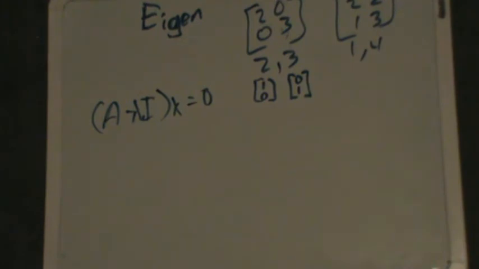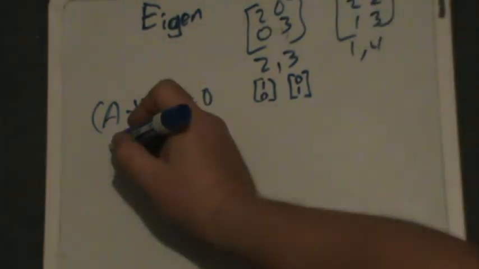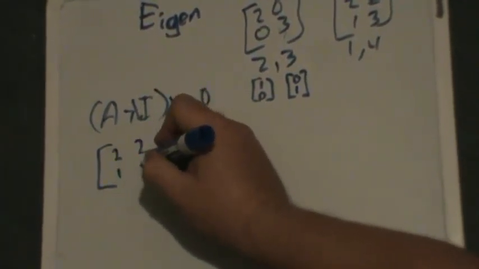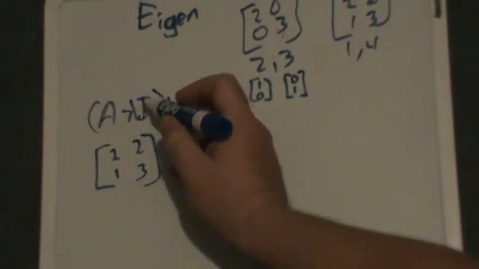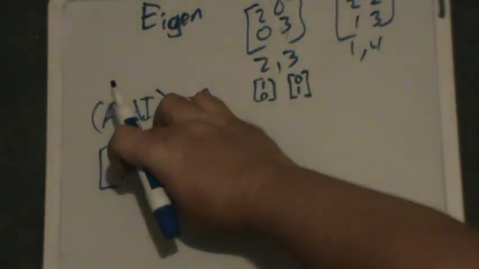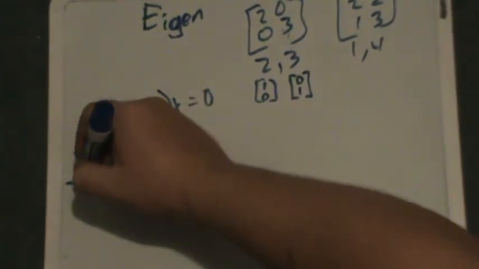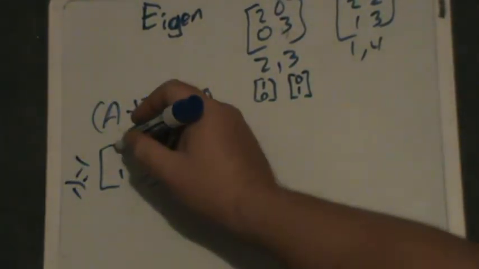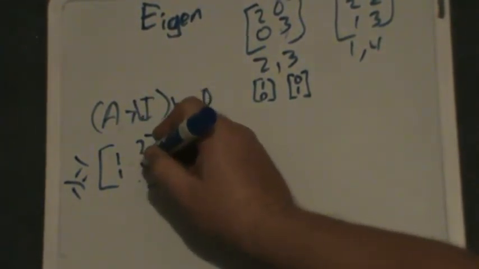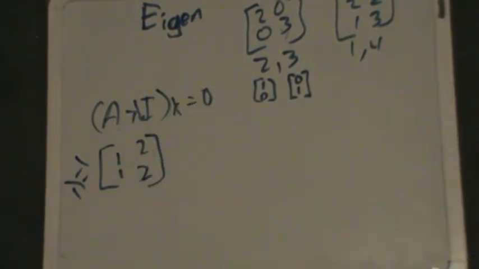How about for this lovely thing? Well, A is now slightly different, and we're going to subtract 1. So A looks like 2, 1, 2, 3. And then from the diagonal elements, we subtract 1 first. So this is lambda equals 1. From the first element, we subtract 1. From the second diagonal element, we also subtract 1.